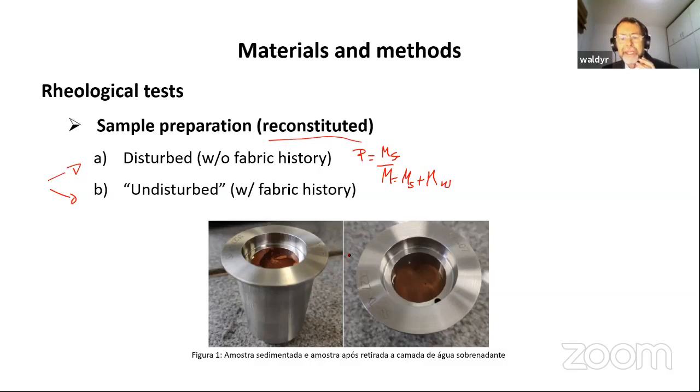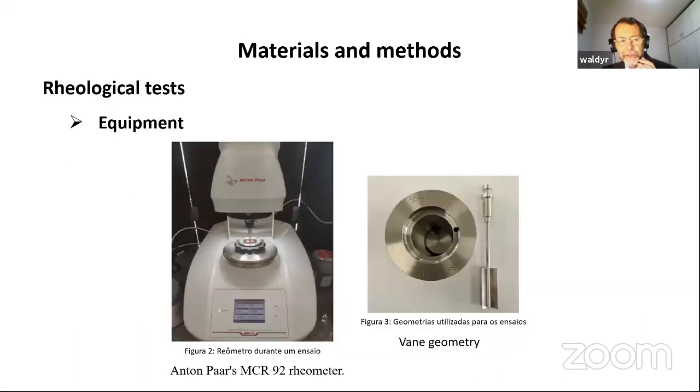So that's why this type of sample preparation resembles what happens in the field. That's why you call these undisturbed samples. The equipment is something like you see here. It's a very modern rheometer. It does rotational and oscillatory testing. And the geometry, I have shown you before this cup where we place our sample.